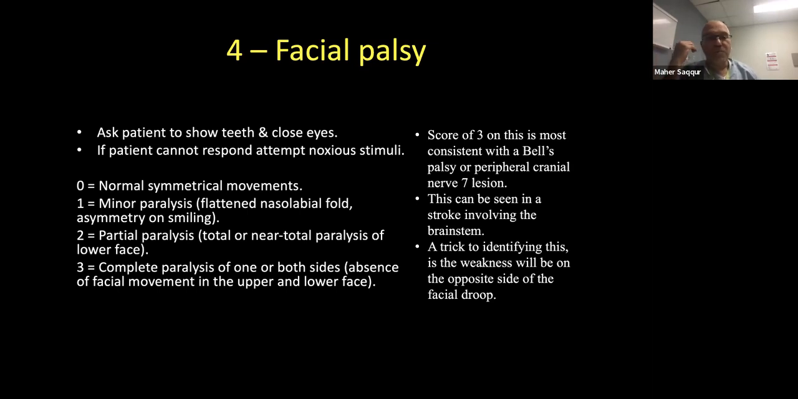Now, if there is a complete paralysis, like what you call lower motor neuron, of one side or both sides, then I will give them 3. So 0 normal, 1 slight facial weakness with a flatness of the nasolabial fold, 2 obvious central facial weakness, 3 lower motor neuron facial weakness on one side or both sides. Now, lower motor neuron weakness you can see with a brainstem stroke. And mainly when you have a bilateral lower motor neuron, if it's not peripheral, this could be central from the brainstem.